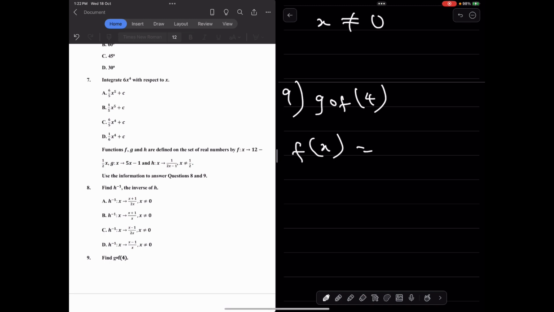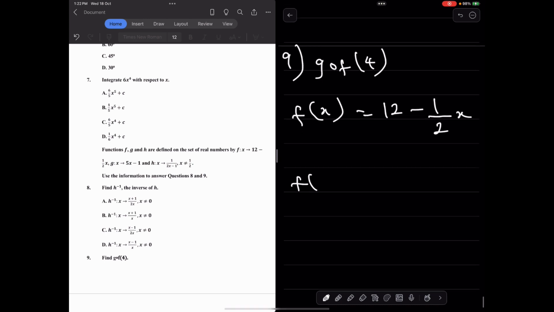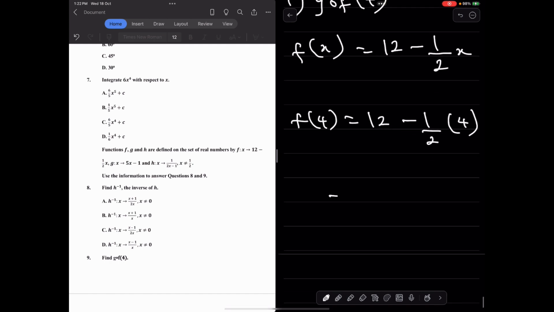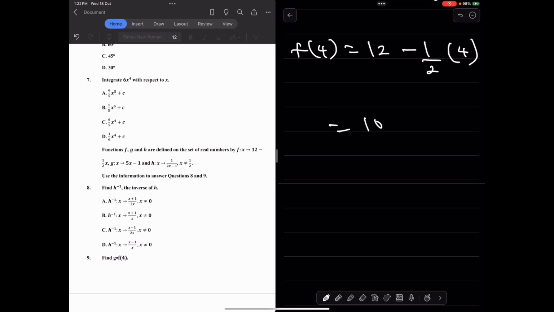f of x is equal to 12 minus half x. So that means f of 4 is going to be 12 minus 1 over 2 times 4. And that simply means 12 minus 2, which is 10. So that means g of f of 4 is the same as g of 10, because f of 4 is 10.